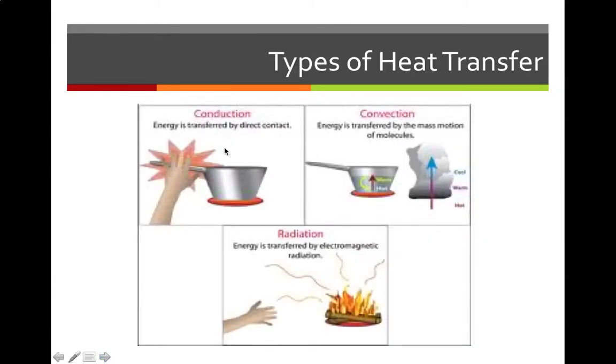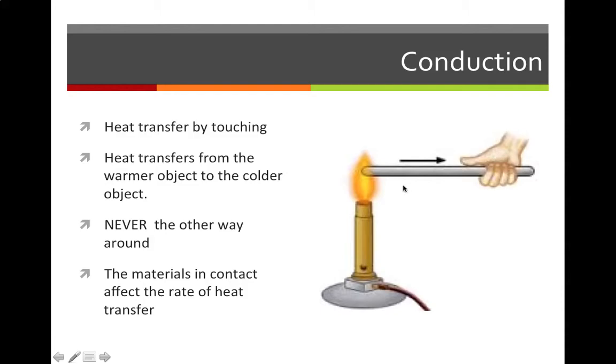Three ways that we do it: conduction, touching; convection, that's like cold or warm air currents, right? Like out of your furnace duct at home. And radiation is like your heating element. If you put your hand above a red hot heating element, it gets warm because of radiation. Or just the sunshine hitting your face, that's radiation. Again, conduction is just transferring heat by touching. Heat transfer always goes from warm to cold, always.